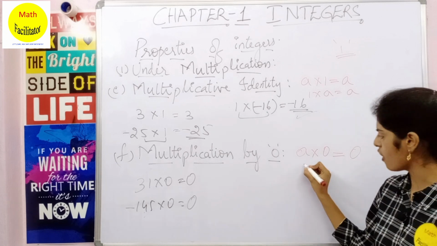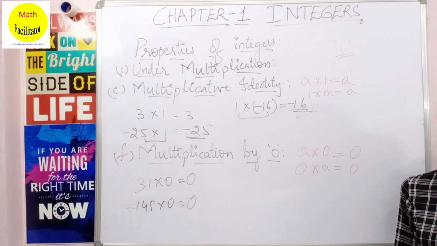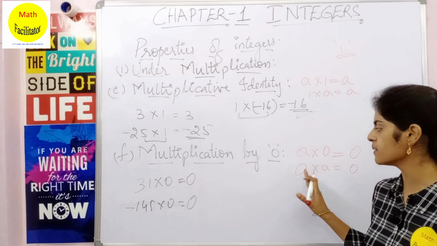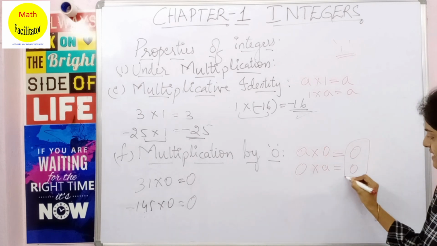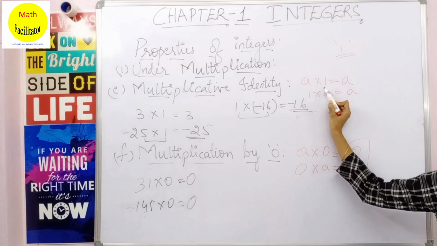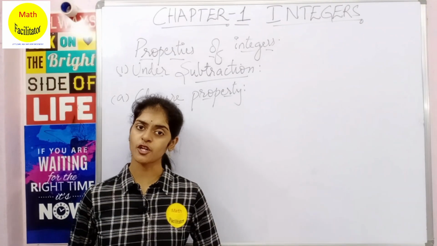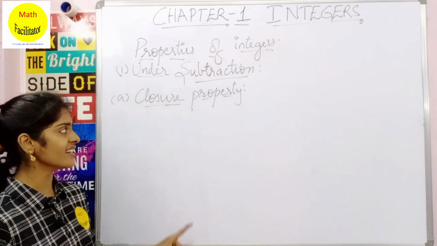0. Yes, or if you multiply 0 into A, still you get the answer as 0. Clear? So if you multiply any number by 0, the answer you get is 0 itself. Clear? And if you multiply any number with 1, then the answer you get is the same number itself. Clear? Now let us talk about the properties of integers under subtraction.